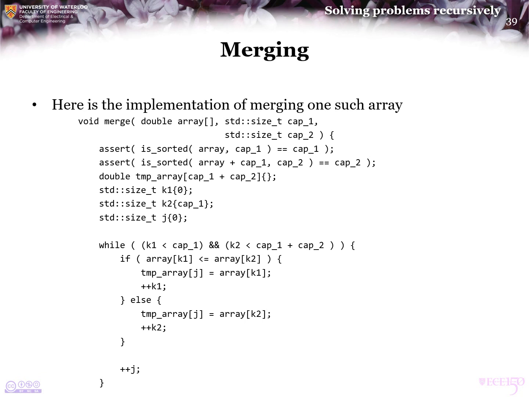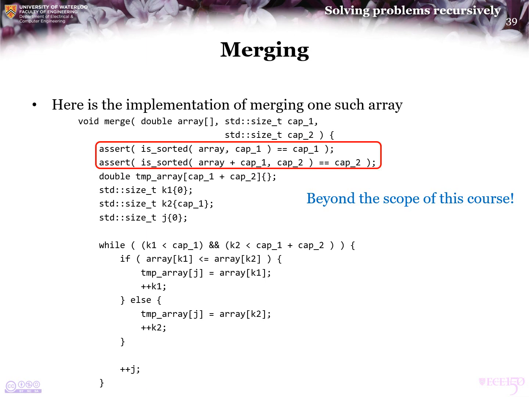Now here's the implementation of merging such an array where the first half is sorted and the second half is sorted, and we'd like to merge it into a single array that is sorted. Now this is a little bit beyond the scope of this course, so just enjoy it or skip it as you wish. The first thing we're going to make sure is that the first half is sorted and the second half is sorted. So the capacity of the entire array is cap1 plus cap2. The first cap1 entries are sorted and the second cap2 entries are also sorted.